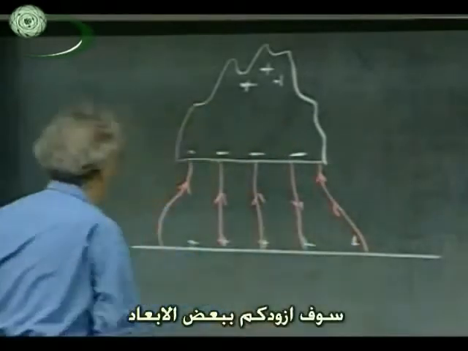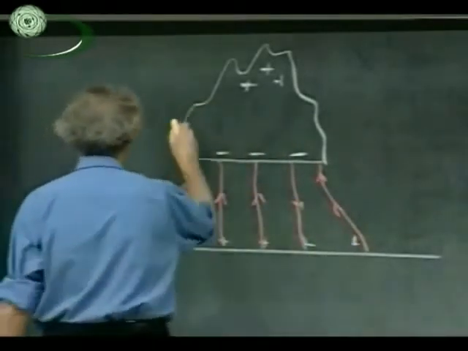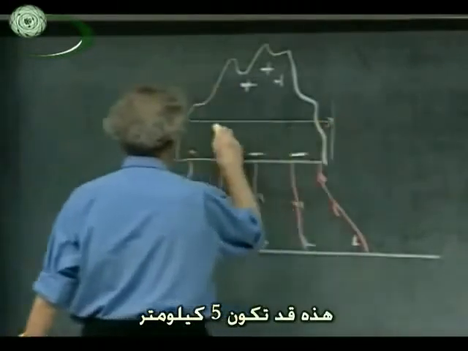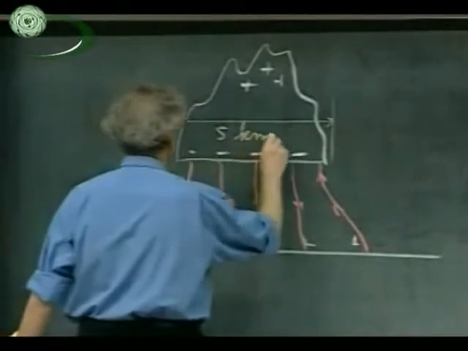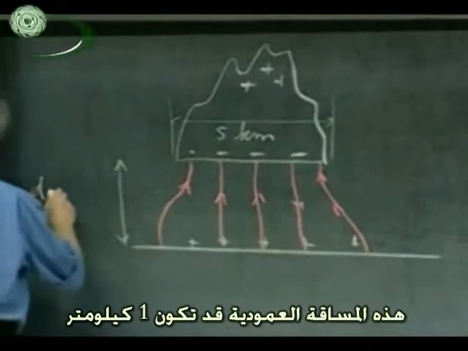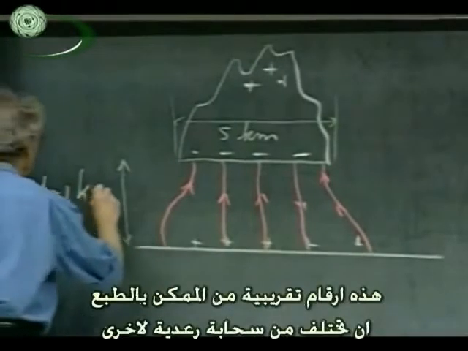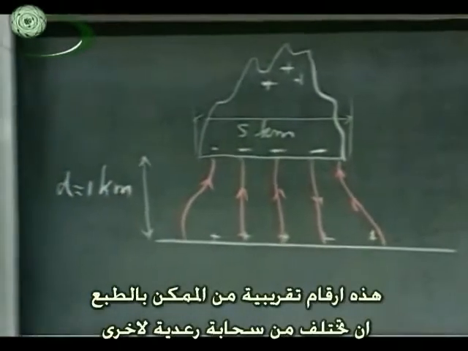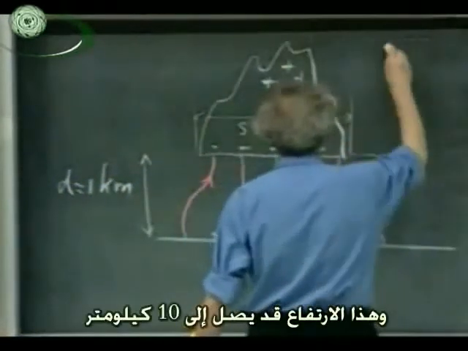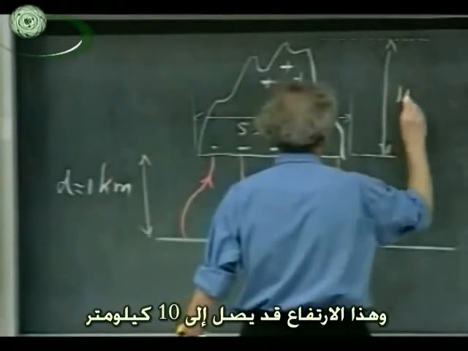I'll give you some dimensions. This may be something like 5 kilometers. This vertical distance, d, is about 1 kilometer. These are typical numbers, of course. It can vary enormously from thunderstorm to thunderstorm. And this height is something typically like 10 kilometers.